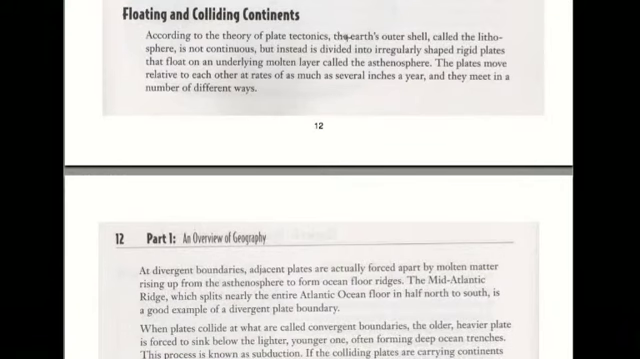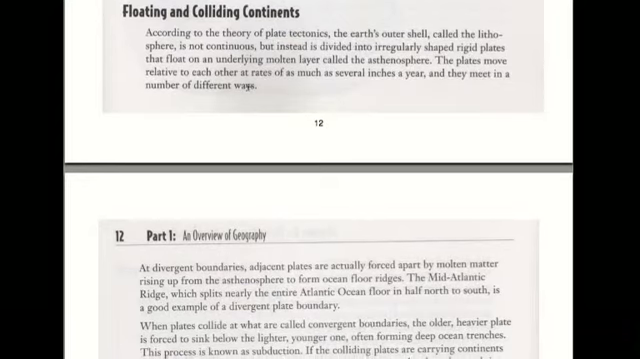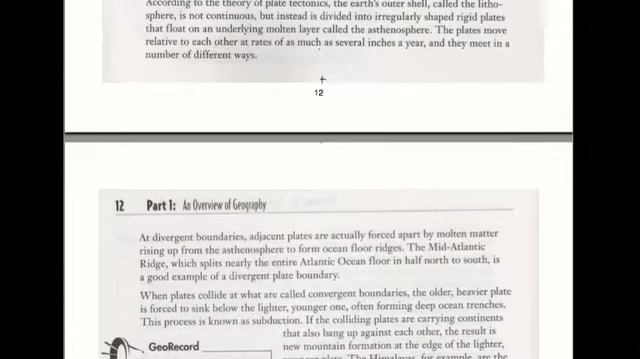According to the theory of plate tectonics, the Earth's outer shell, called the lithosphere, is not continuous, but instead is divided into irregularly shaped rigid plates that float on an underlying molten layer called the asthenosphere. The plates move relative to each other at rates of as much as several inches a year, and they meet in a number of different ways.